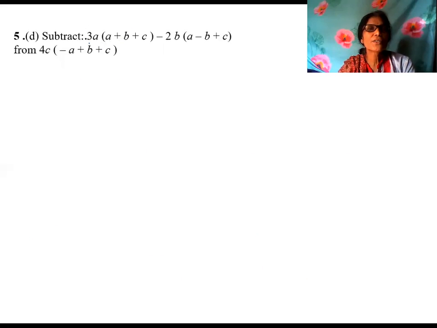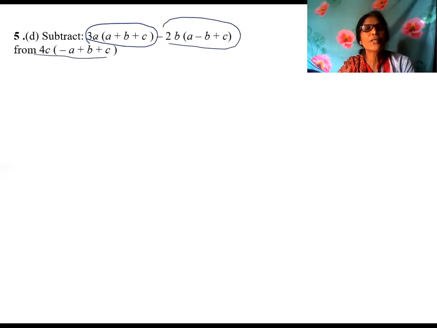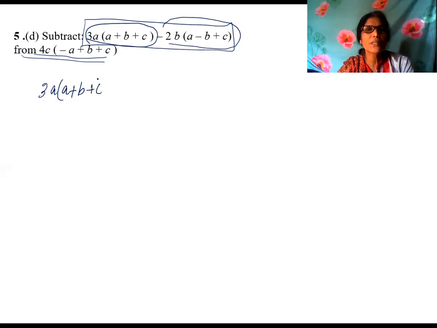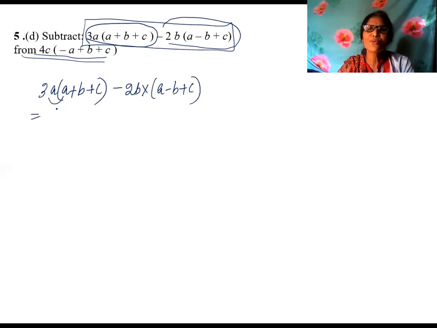D. Subtract 3a plus b plus c minus this from this. So let me simplify first this term. This will be subtracted from this. So first is 3a into a plus b plus c minus 2b multiplies a minus b plus c. 3a into a is 3a square, 3a into b, 3ab, 3a into c, 3ac.